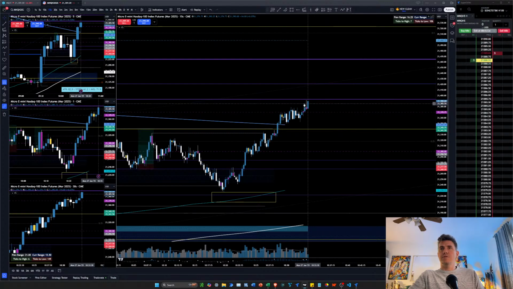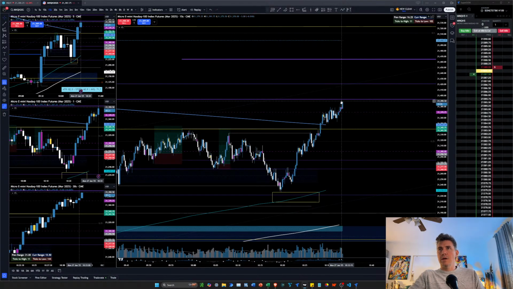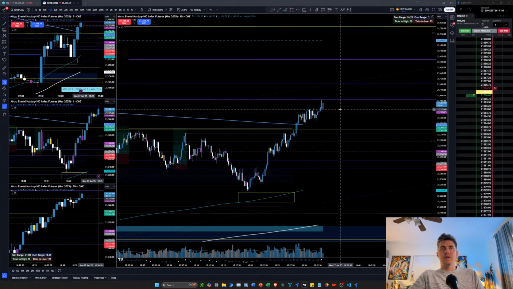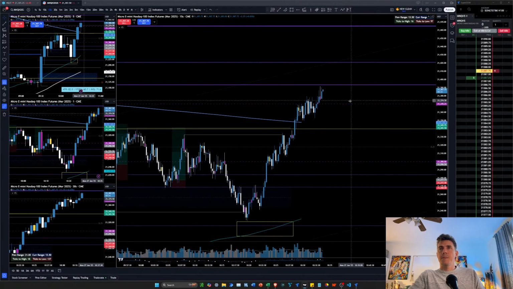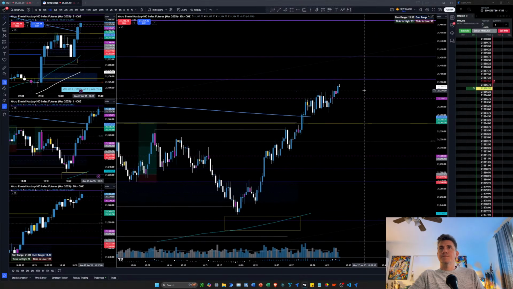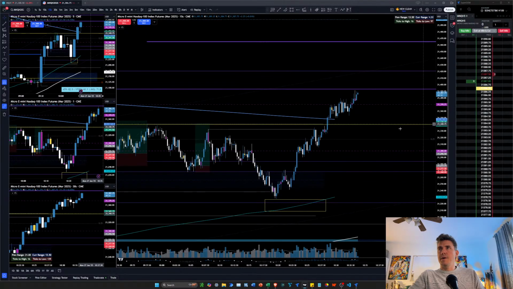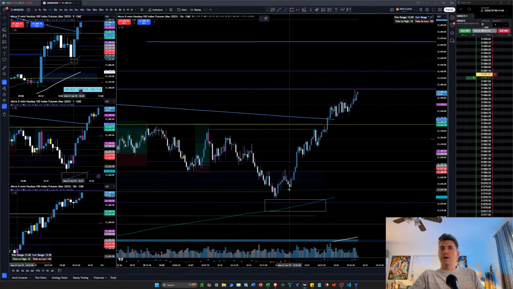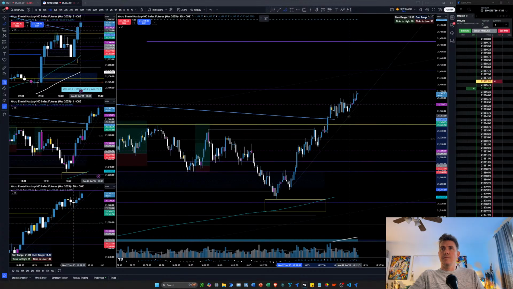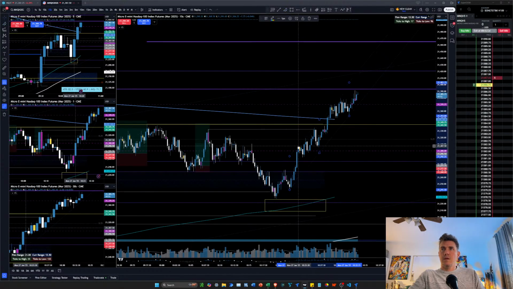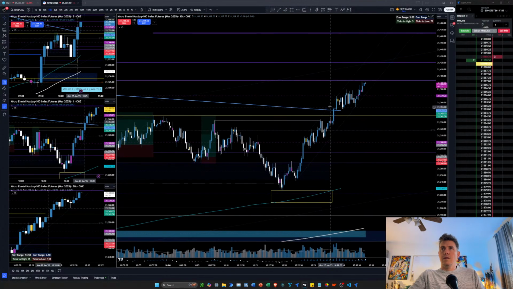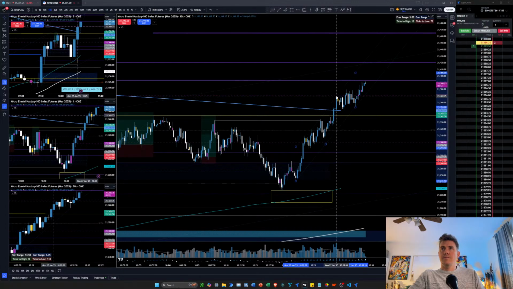Can't take the first trigger. Not going to take the first trigger. This is the very first trigger on the 15-second. I love this level. I do like the trigger. But we're powerhousing back up here. Got a little overzealous with the selling last night, maybe.